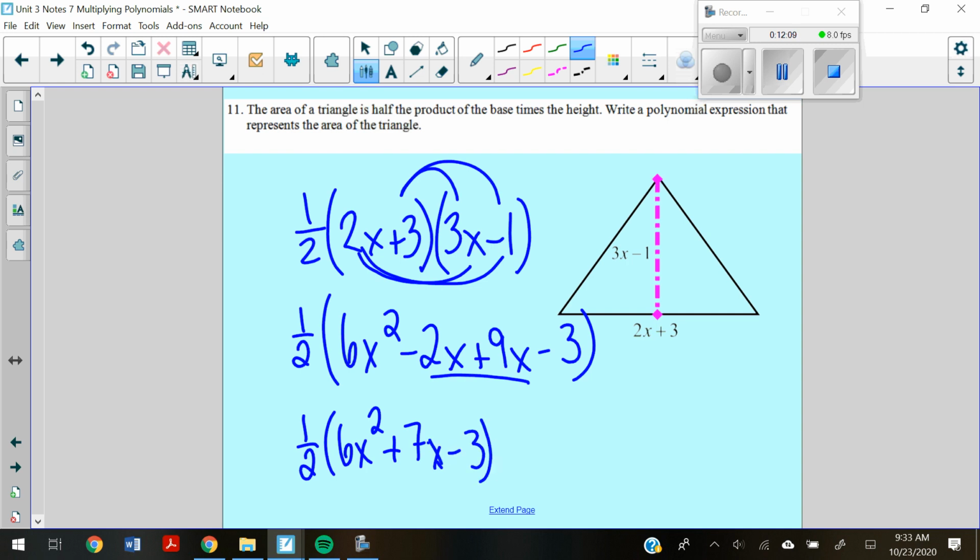All right, so with this one, you have a couple options. You could leave it like this, or you can distribute it in and get 3x squared plus 3.5x minus 1.5. That works. Either one or both are acceptable.